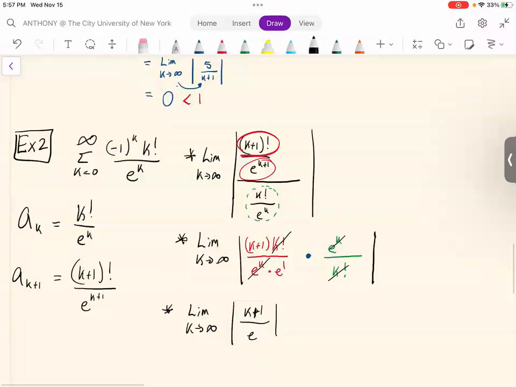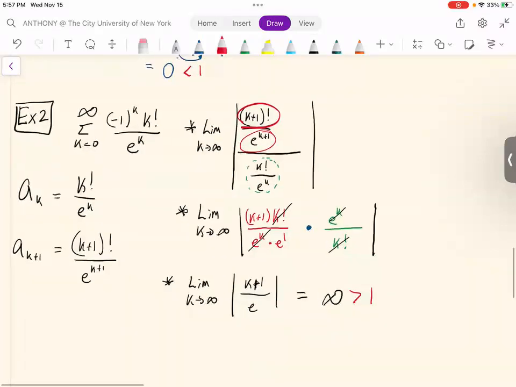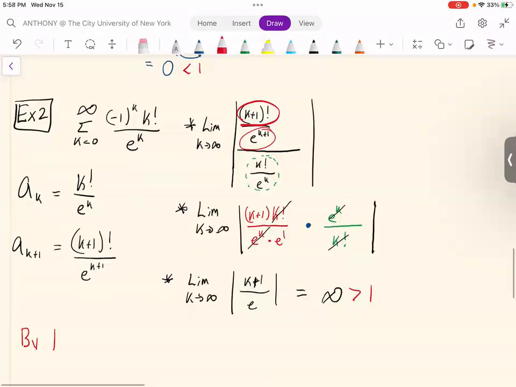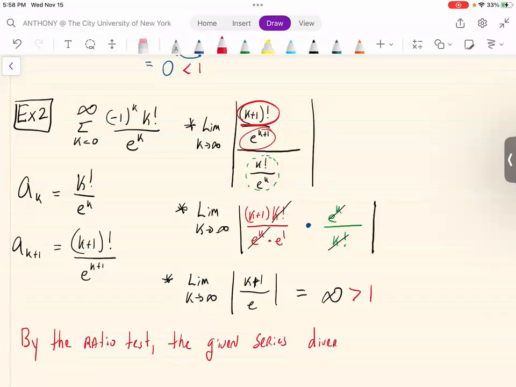As k goes to infinity, then you're going to have infinity plus 1 over e. So what would this equal to? Infinity. And what do we know about infinity? Is it less than, equal to, or greater than 1? It's definitely greater than 1. So because we're going to get infinity as a solution for the limit, which is greater than 1, then we can say that by the ratio test, the given series diverges. And that's it. That's how you apply the ratio test.